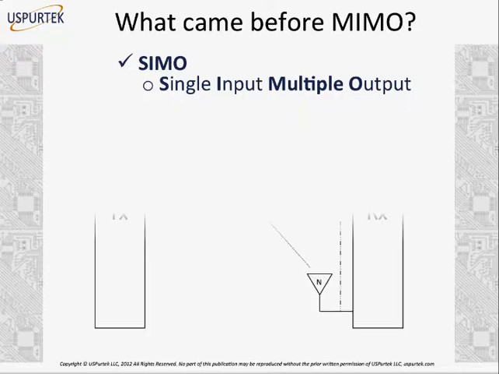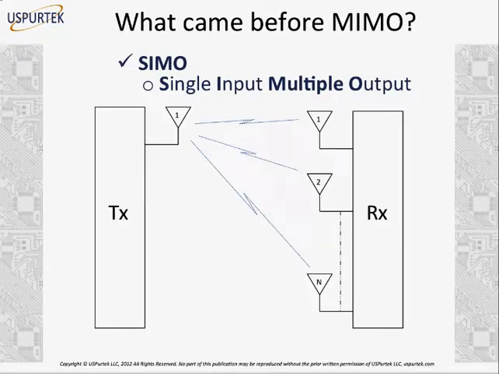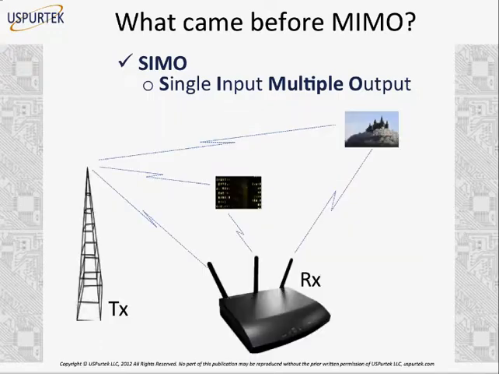Then from SISO, we evolved to a SIMO system, which is a single input but multiple output. What makes this system work? By having multiple antennas at the receiver pointing in different directions, I could take advantage of the multipath propagation of radio waves and therefore add to my signal strength, increase my signal to noise ratio, make my signal more reliable and robust, and so on.